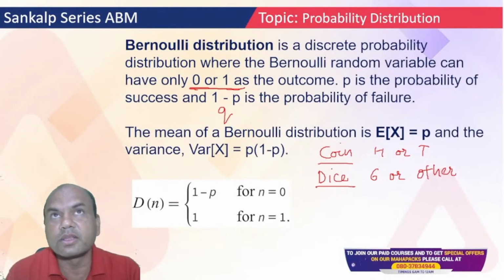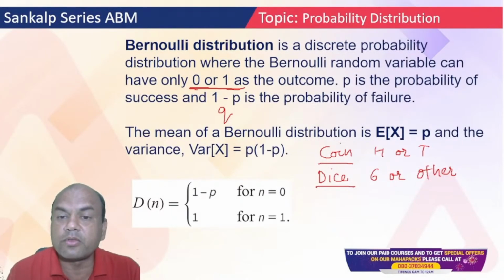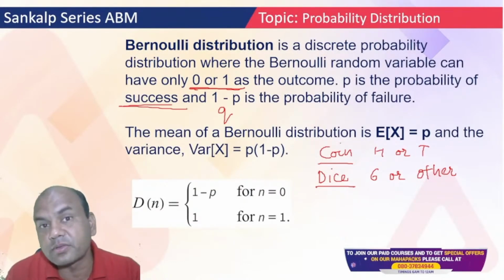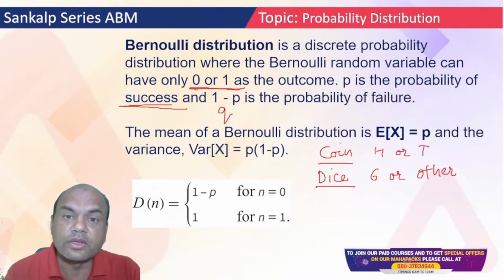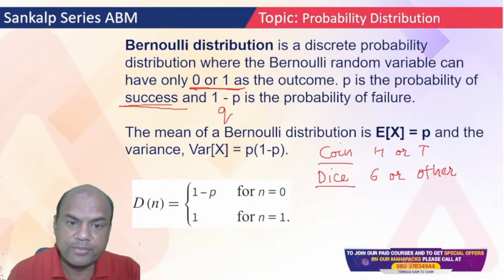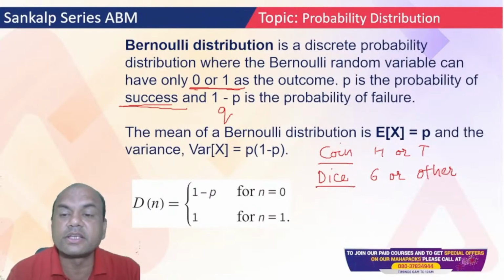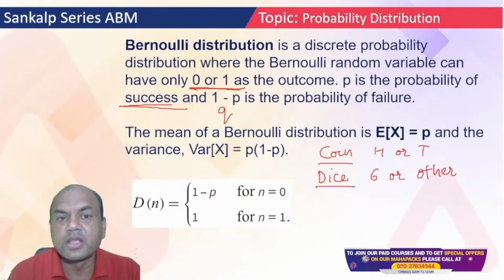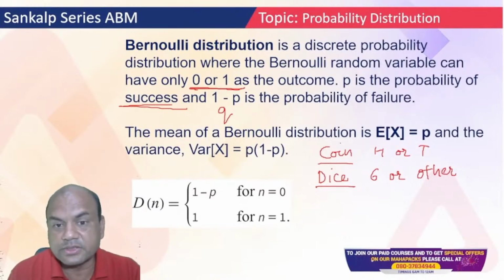Remember, 0 or 1 as the outcome. P is the probability of success and Q is the probability of failure. Now success means that probability which is asked in the question. If they ask, if I throw a coin, what is the probability of getting a head, then getting the head becomes the success and getting the tail becomes the failure. The mean of Bernoulli distribution is E(X) equals P and the variance is P into Q. Got it? Simple.